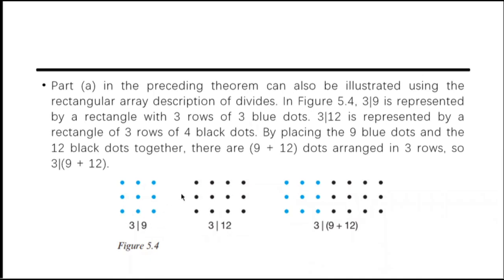Okay, di ba? Pag tinignan natin using the figure of dots, itong blue dots natin, yun yung 3 divides 9. Meaning, 9 is divisible by 3. Yung black dots naman natin, 3 divides 12. So, yung 12 ay multiple ng 3. At pag pinagsama yung blue and black dots, same lang din. Yung magiging result nun, 9 plus 12, ay magiging multiple din ng 3. Or yung 3 ay pwede maging divisor ng 9 plus 12.